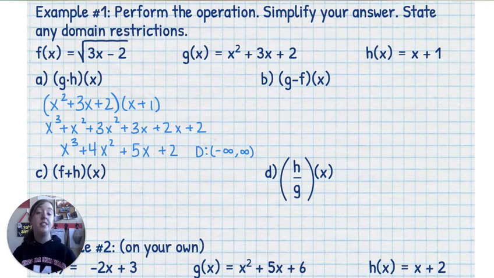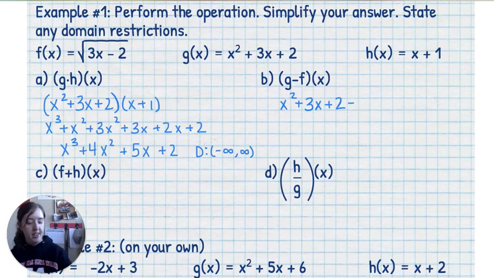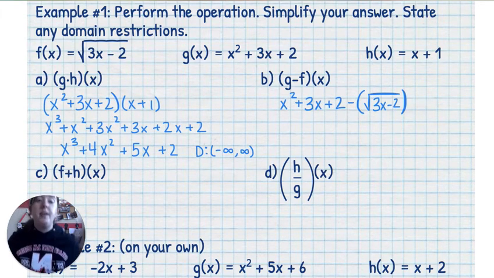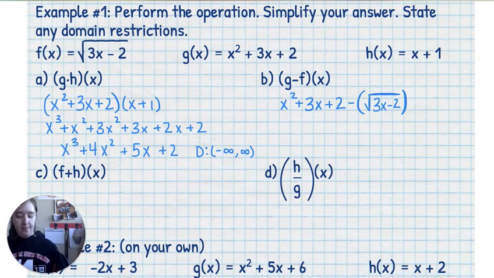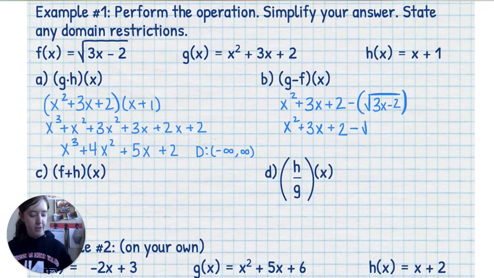On this next one, we want to subtract g minus f. So here's my piece of advice whenever we subtract. You're going to take g, so g was that x squared plus 3x plus 2. And then we're going to subtract all of f. That's square root of 3x minus 2. Now, since the square root of 3x minus 2 is all grouped together, we don't have to worry about distributing out that negative. But if this had been h that I was subtracting, I would need to make sure that I distribute out that negative. So I just want you to get into the habit of when you're subtracting a function, putting parentheses around it.